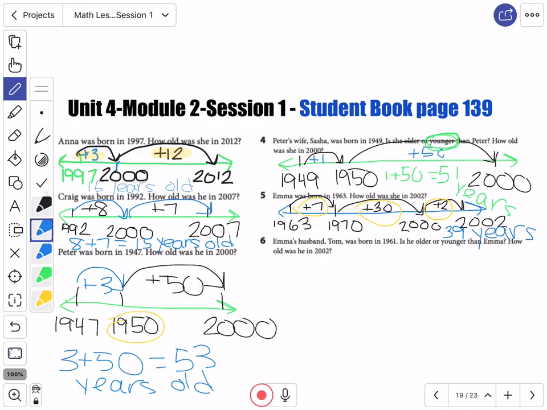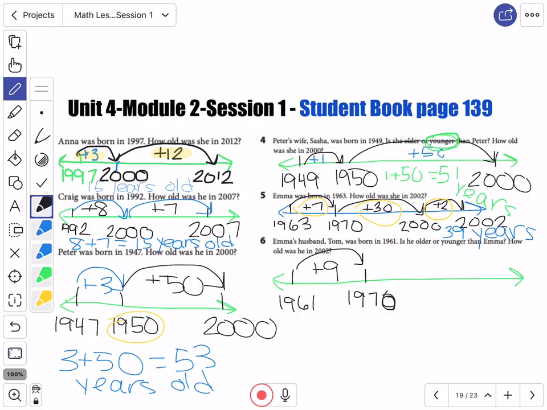Okay. All right, so now the last problem on this page says Emma's husband Tom was born in 1961. Is he older or younger than Emma? And how old was he in 2002? All right, so I'm going to draw another number line. All right, here I go. Here is my number line. Okay, so I'm going to go and put 1961 right here. From 1961 to 1970. Whoa, sorry, that does not look like a 70. All right, that is 9 years.